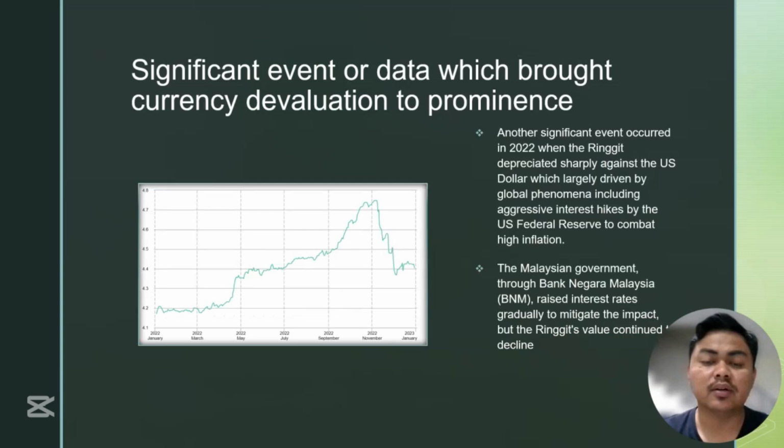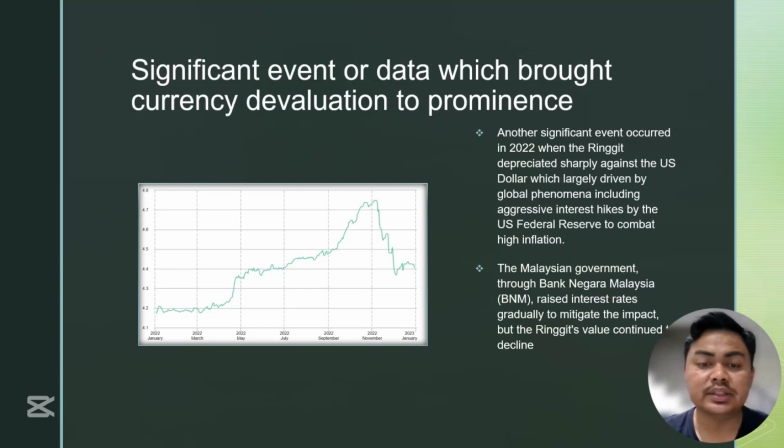Another significant event occurred in 2022 when the ringgit depreciated sharply against the US dollar. This was largely driven by a global phenomenon, which is an aggressive interest rate hike by the US Federal Reserve, mainly to combat high inflation. The US dollar strengthened significantly against most global currencies, which affected the ringgit. The ringgit dropped by 12.2% from January to November 2022.